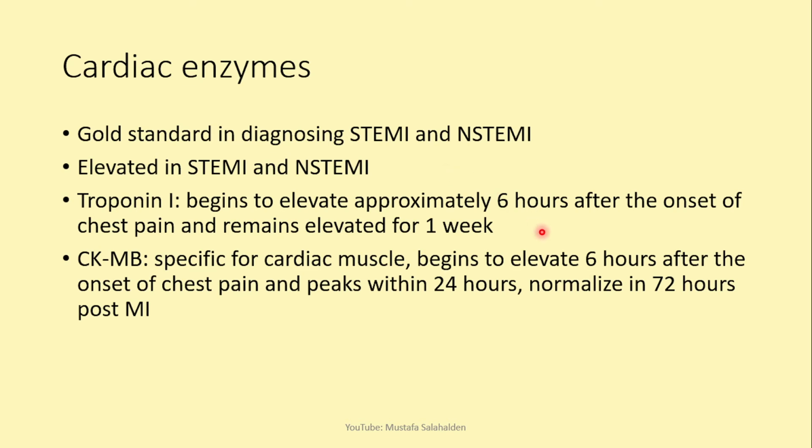The troponin I is the main cardiac enzyme. It begins to elevate approximately 6 hours after the onset of chest pain and remains elevated for 1 week. And the CK-MB, which is specific for cardiac muscle, begins to elevate 6 hours after the onset of chest pain and peaks within 24 hours and normalizes in 72 hours post myocardial infarction.